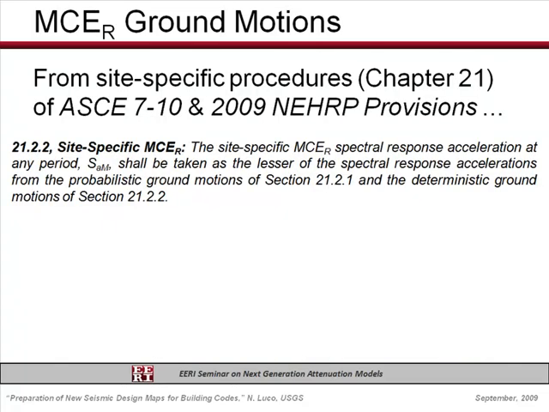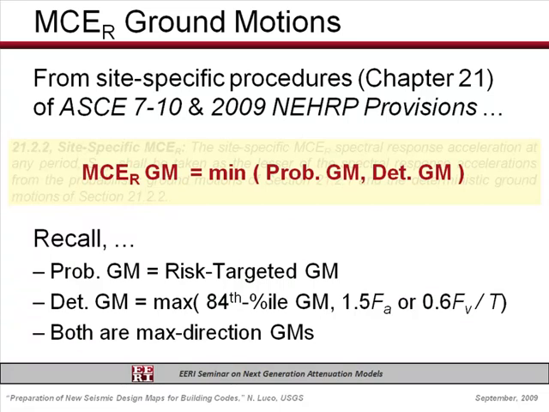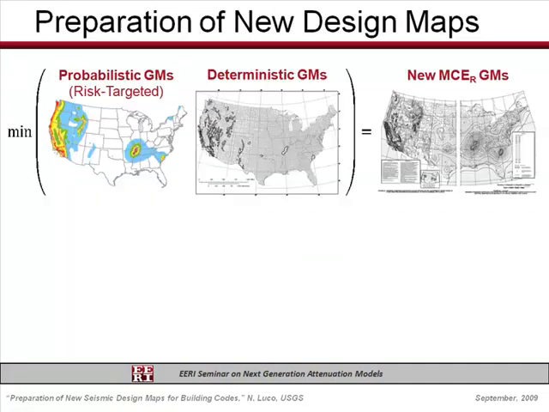All right. And finally, to get MCE sub R ground motions, the site-specific procedure tells you you take the lesser of your probabilistic and deterministic ground motions. And that's what we did, again, in developing these design maps. So we had the probabilistic ground motions, which recall were risk-targeted ground motions. We have the deterministic ground motions, which are 84th percentile, but they have this lower limit, this floor of 1.5 G or 0.6 G for site class B. And all these ground motions are for the maximum direction.